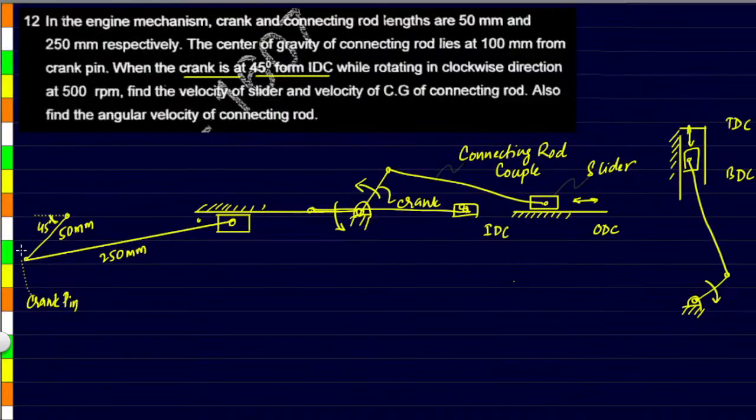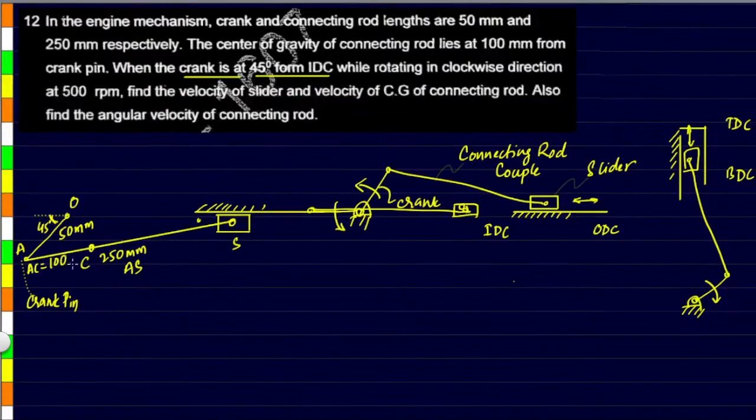Okay, pin. So from the crank pin, we'll have to take a point. Let's call this O, this point A, and this point the slider. Let us call this point C, the center of gravity. He's telling us the center of gravity is 100 mm from here, so AC length is given as 100 mm. And the coupler length is going to be the total length of the coupler.